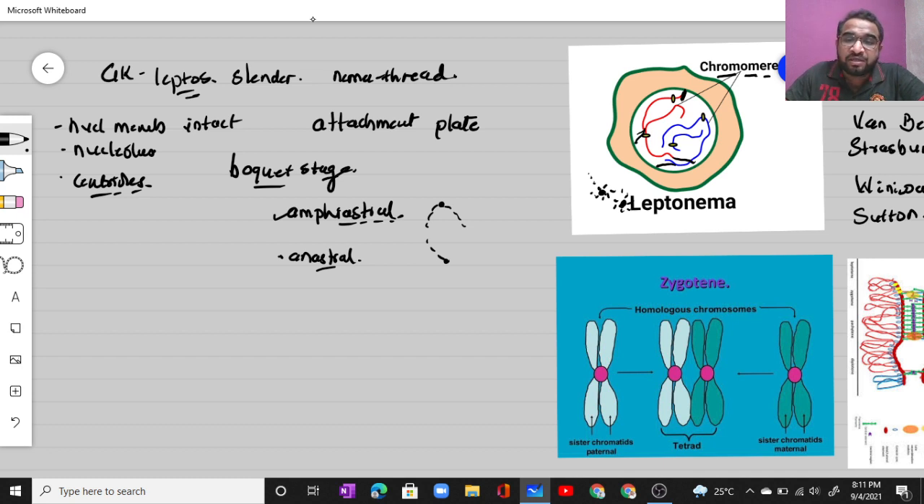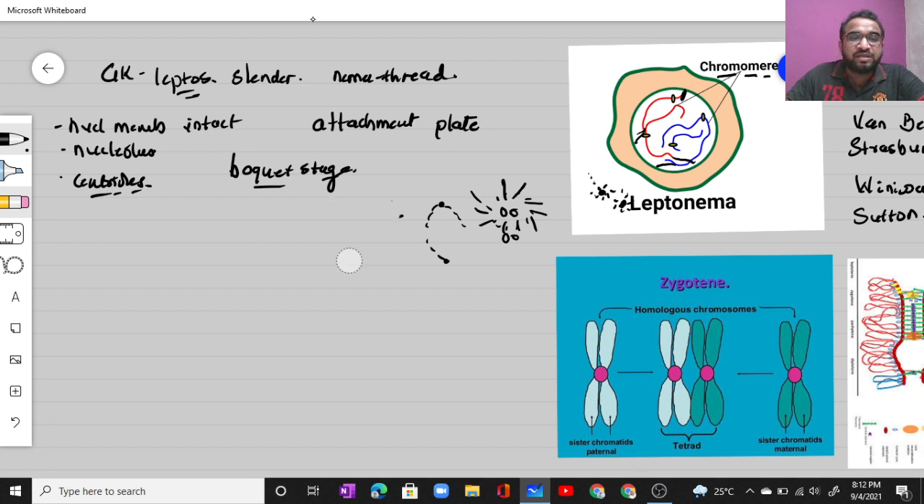Now, what is an aster? Basically, the complete pair of the centrioles along with their spindle fibers is called the aster. And what are aster rays? These microtubules which originate from the centrioles are called the aster rays. So the pair of centrioles and the aster rays together are called the aster. And in animals, it is the amphiastral type of division. So these are some of the things in the leptotene stage.